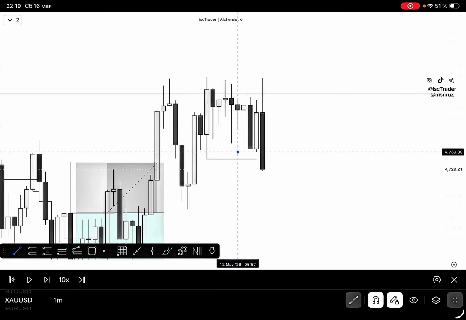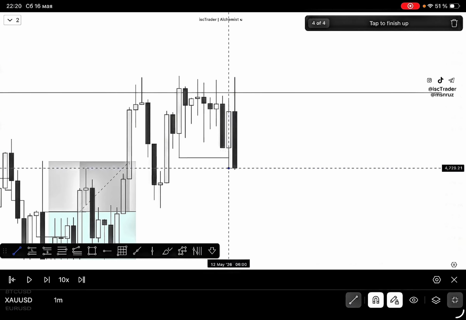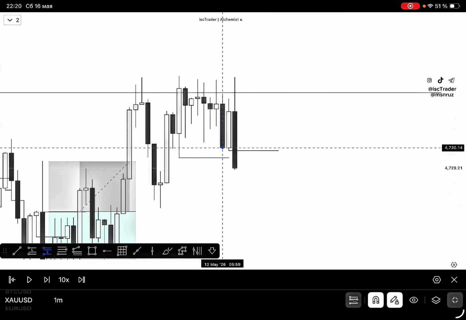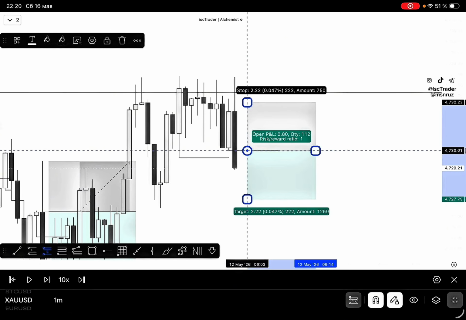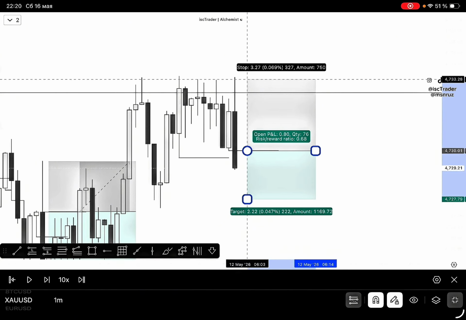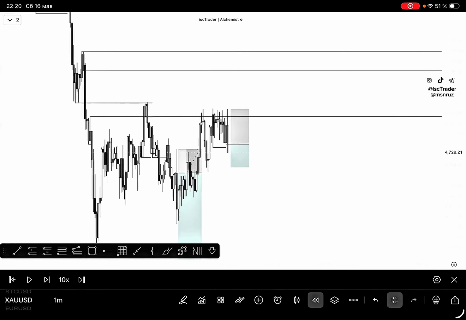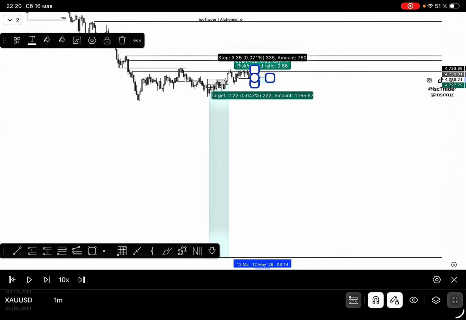Breakout. And a key level order block. And we need to enter the trade right from here. Stop loss, valid high. Take profit at the CRT low.